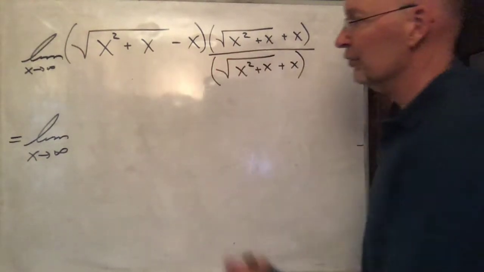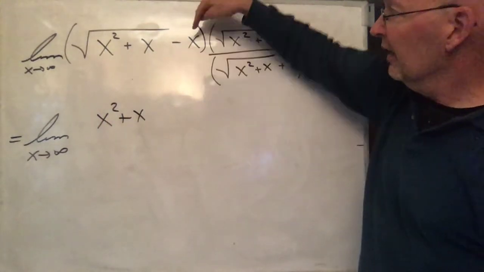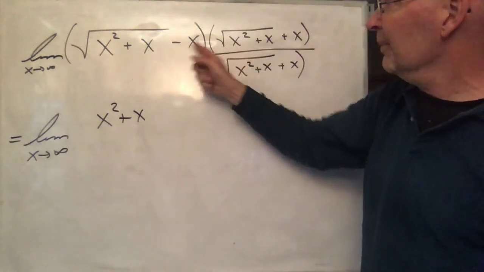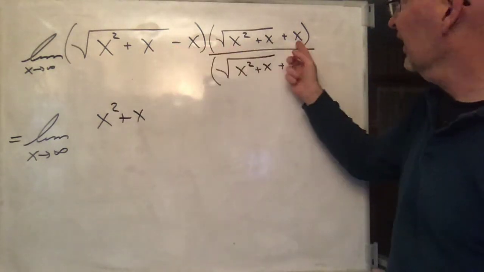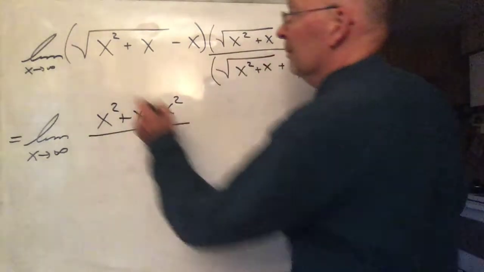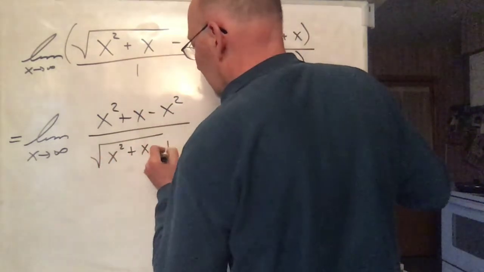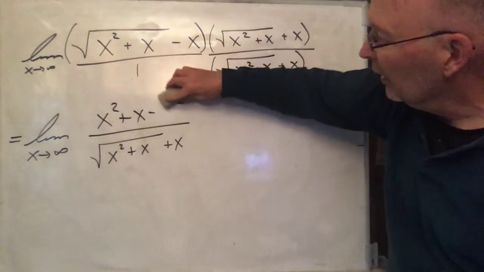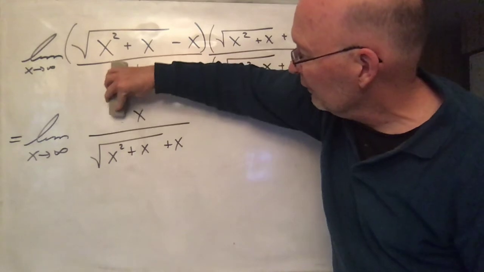This times this just gives you the inside, x squared plus x. Then, because it's a conjugate, this times this, and this times this are exactly the same, except that one's negative and one's positive. So they cancel each other out. And then finally, you're left with negative x times x, which is negative x squared. So you have that on top. And you still have this on the bottom, in the denominator. Okay? Well, what can you do now? Obviously, this x squared and this x squared can be taken away. They cancel each other out, and you're left with this.